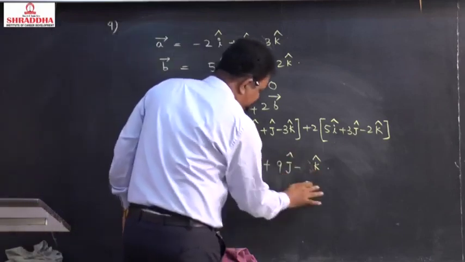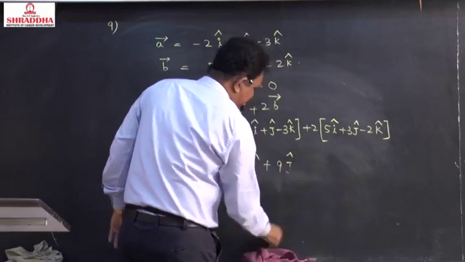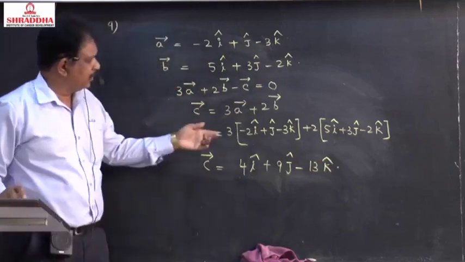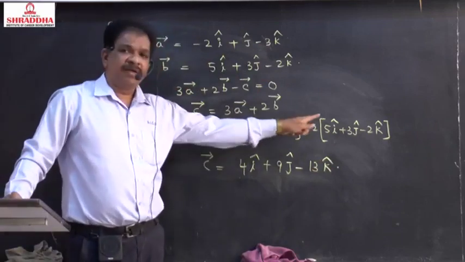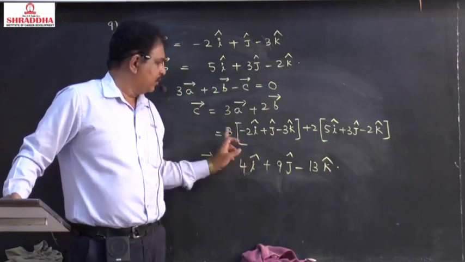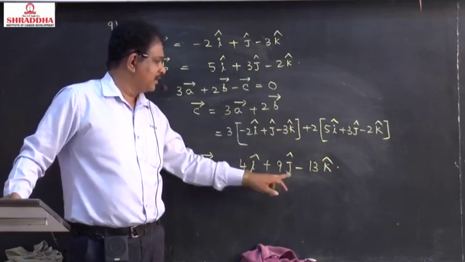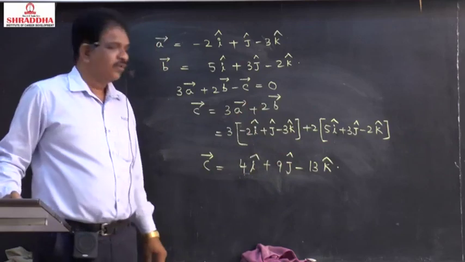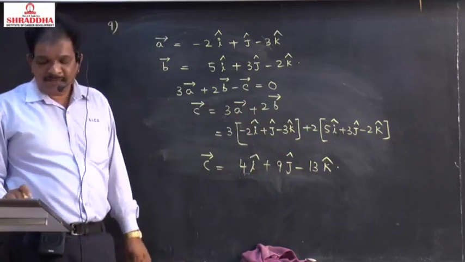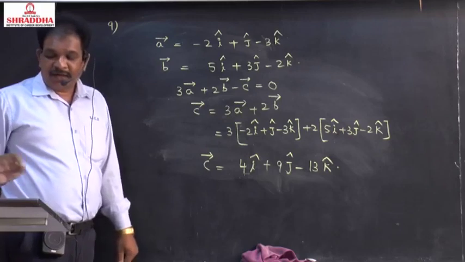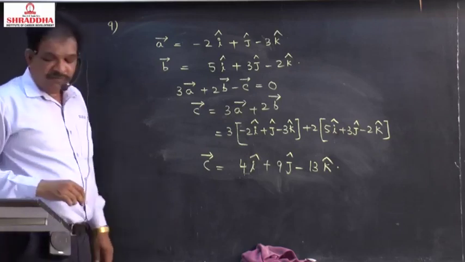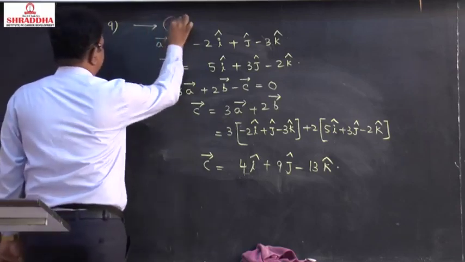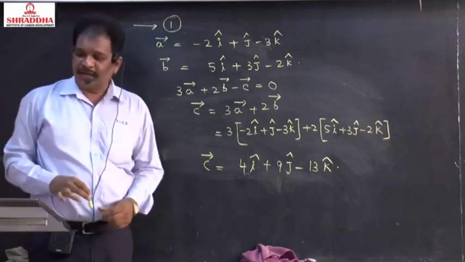It is appearing like option B. Minus 13k cap. Simple, right? Minus 6i plus 10i will be 4i. 3j plus 6j is 9j. Minus 9k minus 4k, totally minus 13k. So the option we get here is 4i plus 9j minus 13k. It will be the first option. Clear? Next.